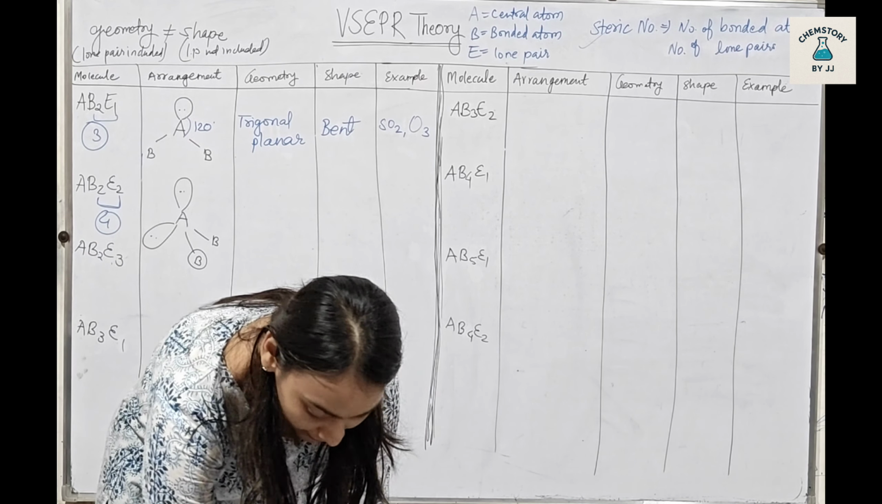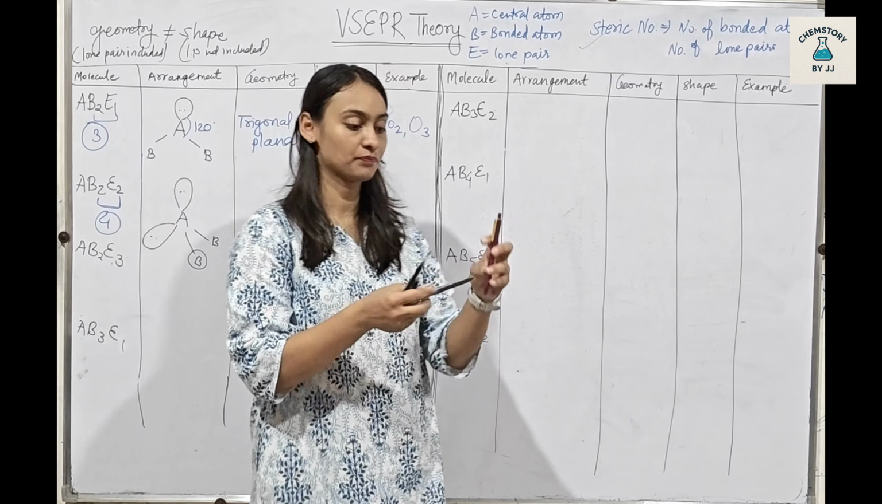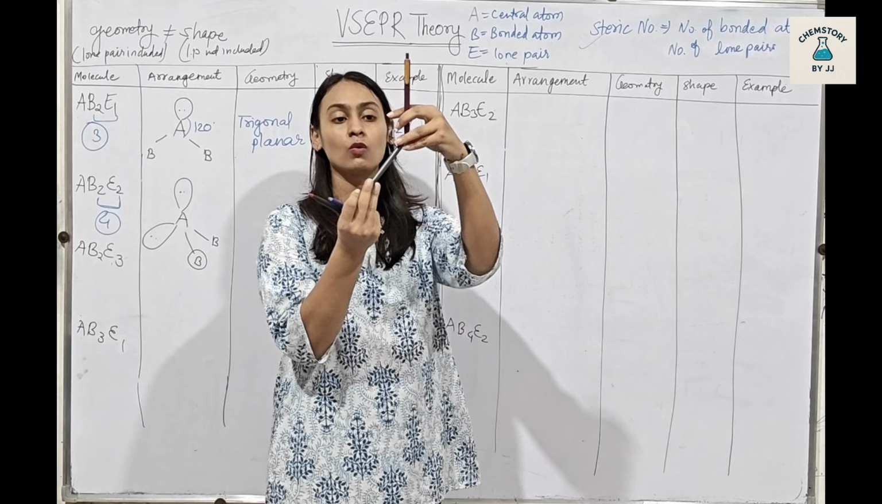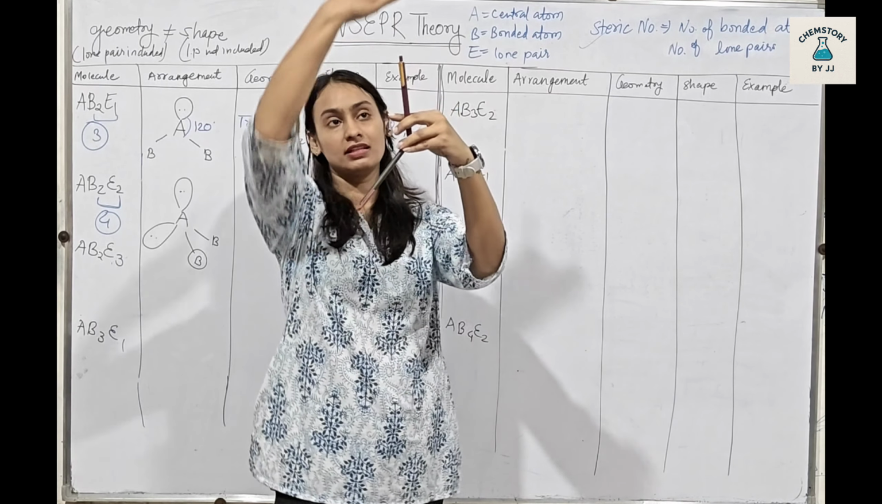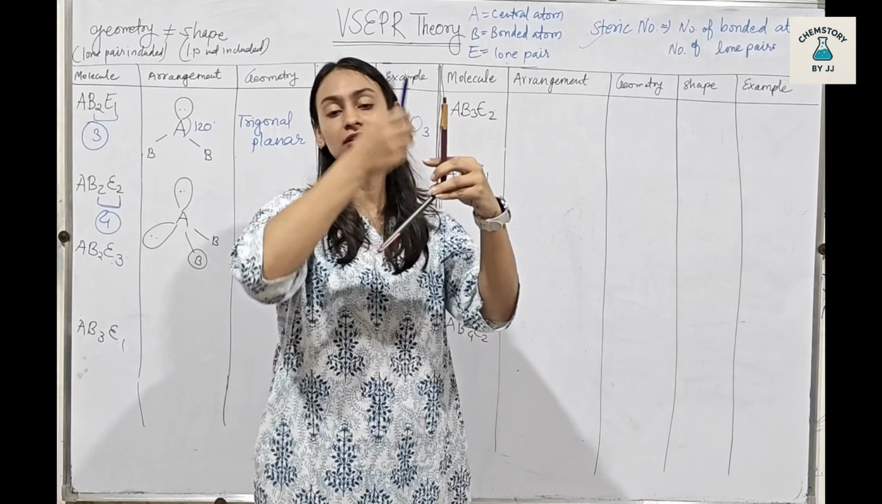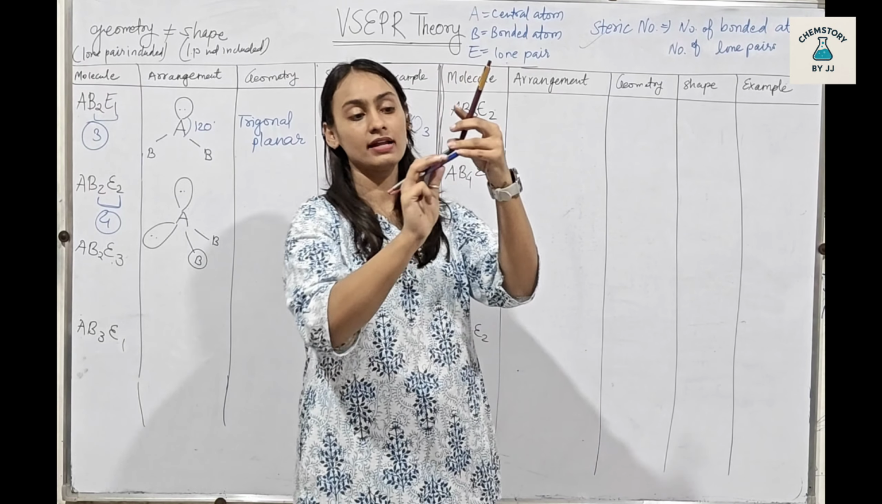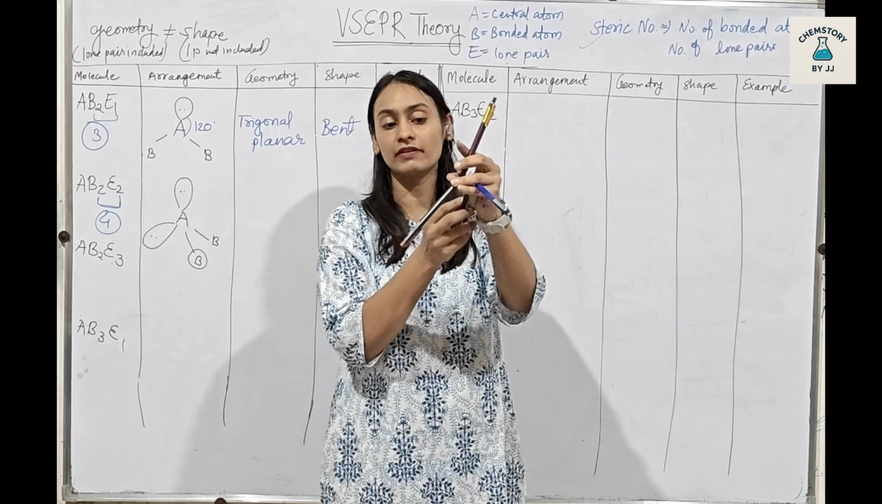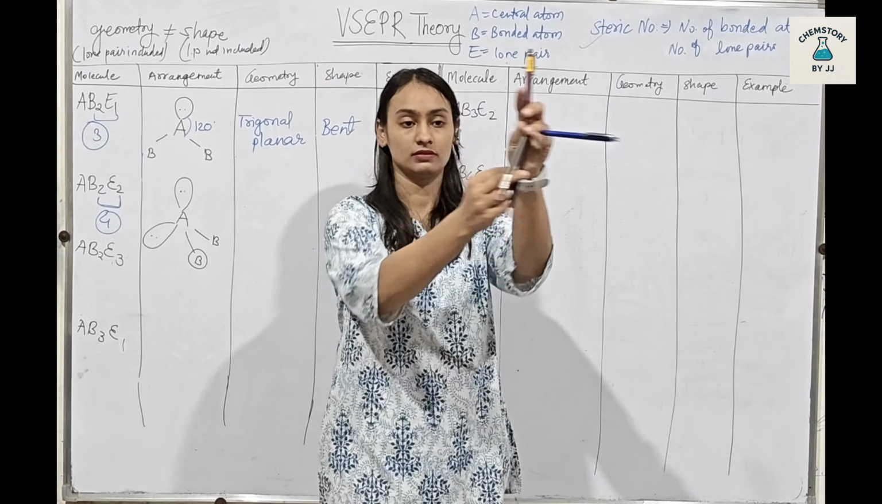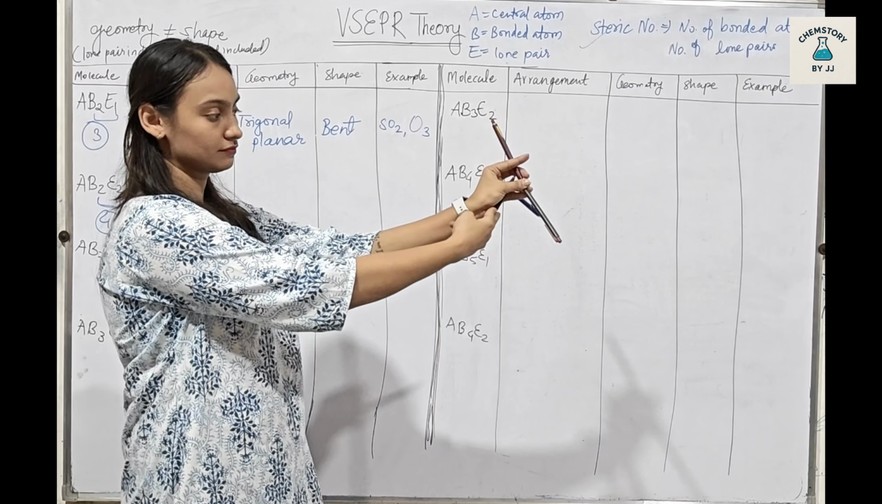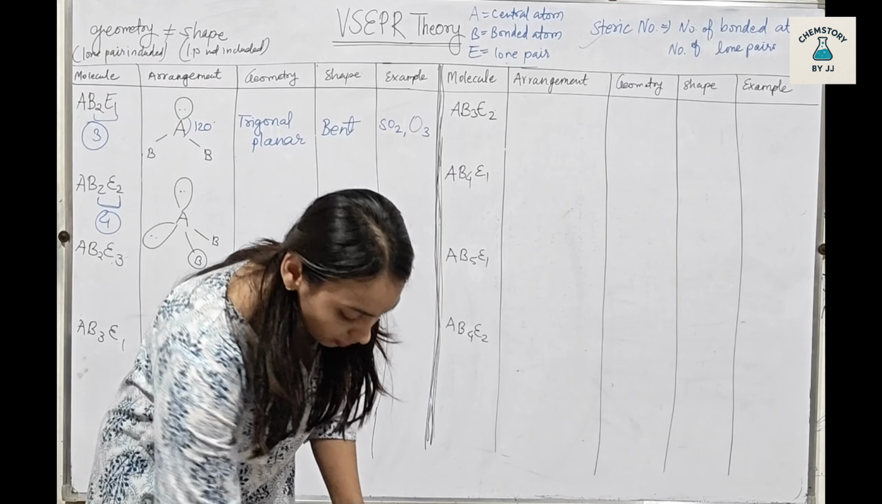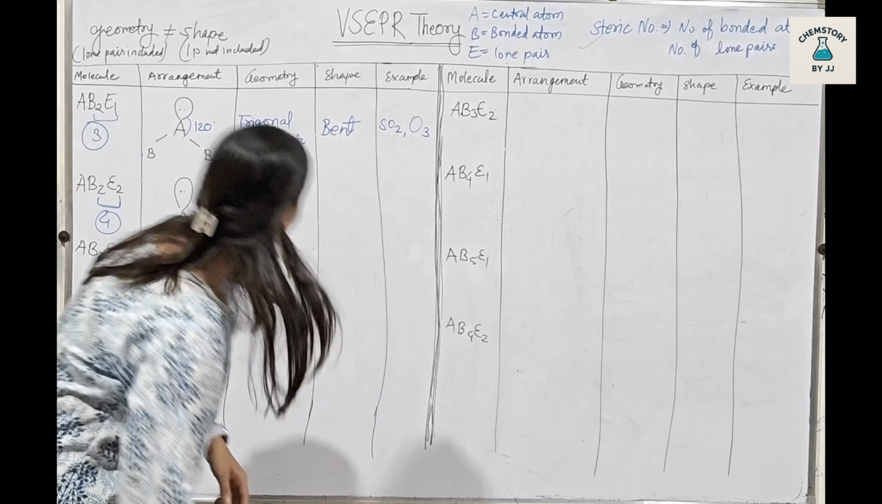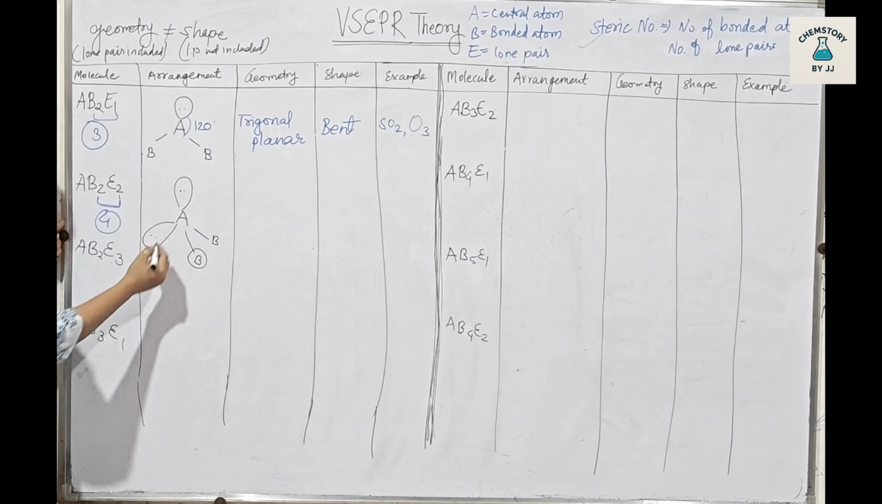Let me show you the tetrahedral again. One on top, one at front. This will be sliced, so it will be divided, and another one coming forward, another one going backward, like this. So that would form a tetrahedral.